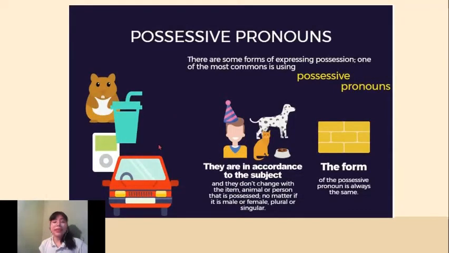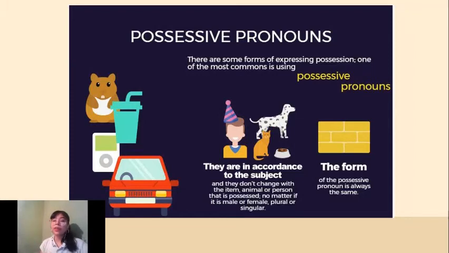Here we have, as a summary, that, as I said previously, there are some forms for expressing possession, okay? When something is ours, when we have something as our possession. One of the most common is using possessive pronouns. And here we have that they have to be in accordance to the subject, okay? For example, if I'm talking about I, if I own something, then the possessive pronoun is going to be mine. If it's something of you, then it's yours.